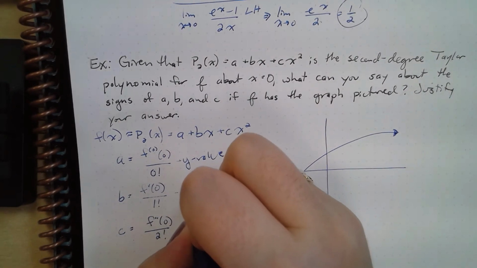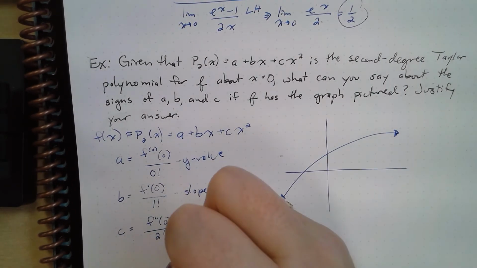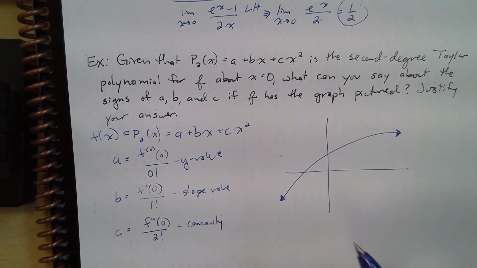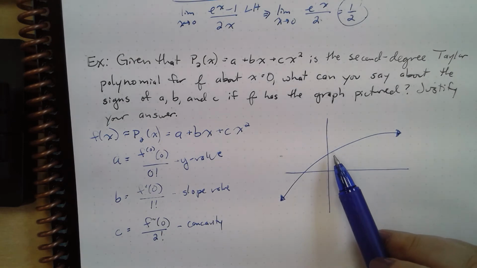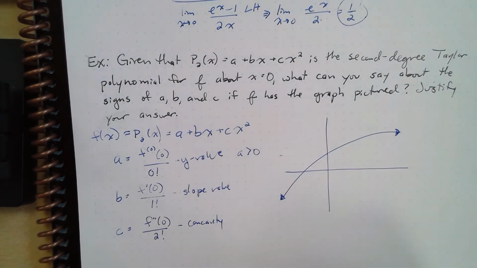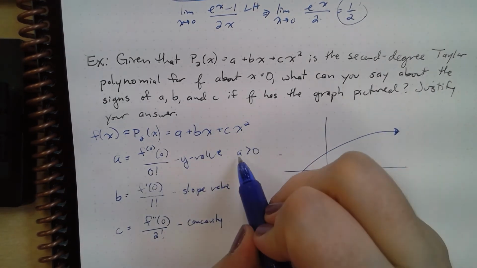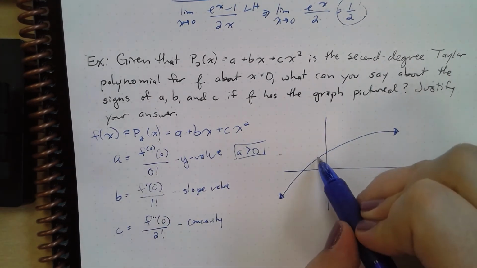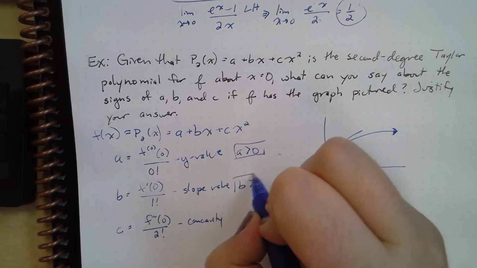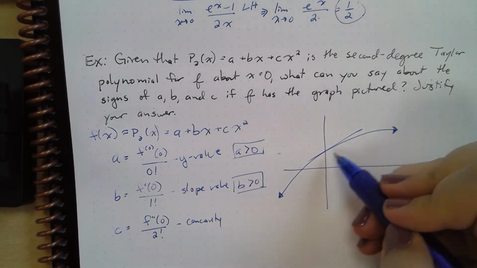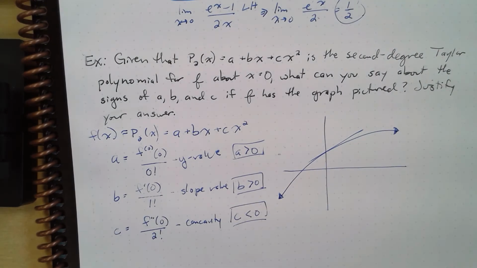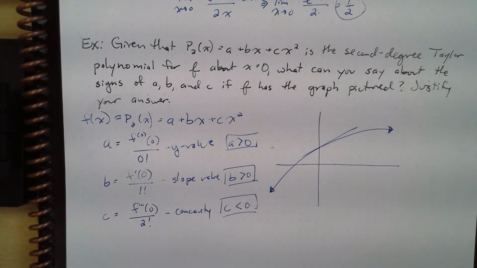A is going to be our y value. B is going to be our slope value. And c is going to be our concavity. Okay? So if we're looking at that, well, where is our y value? Our y value is up here, so a is greater than 0. We can say that about a. B is our slope. Our slope is what? Positive, so b is greater than 0. We can say that. And what about our concavity? Well, this is concave down, so we can say that c is less than 0. Okay? Not too difficult. Just got to apply what we know before.